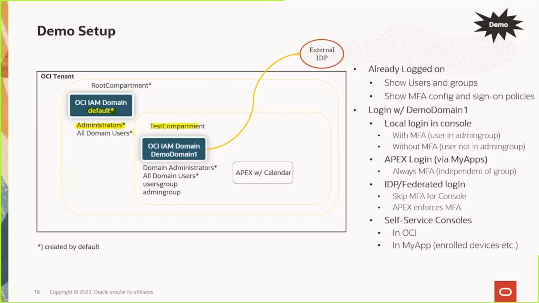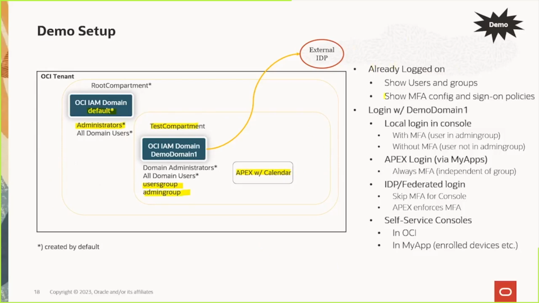The yellow boxes are compartments here, with an identity domain which is called a micros demo domain 1 for testing, which also has an administrators group to manage the accounts in the domain. And I created two groups, a users group and an admin group. And I created also an Apex application to show how this will work with a sample application.